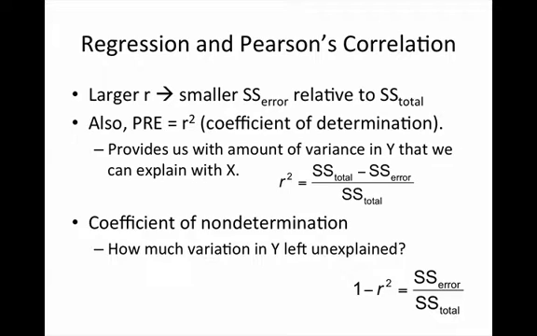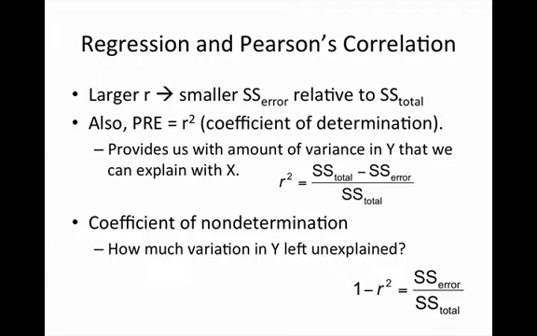So to the extent that R represents how X and Y are related, everything that isn't R is going to represent error. Okay? So this stands to reason then that a larger value of the correlation coefficient is going to result in a smaller value for error relative to SS total. Also, the proportionate reduction of error is the same as R squared. So if we have the R value and we square it, it gives us our coefficient of determination.